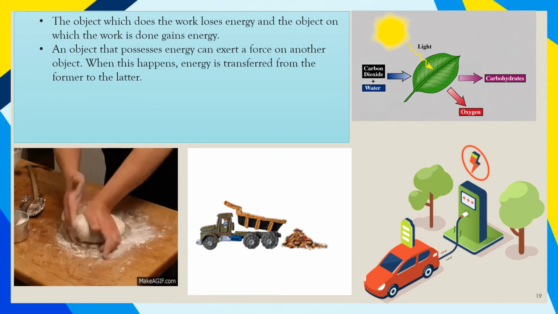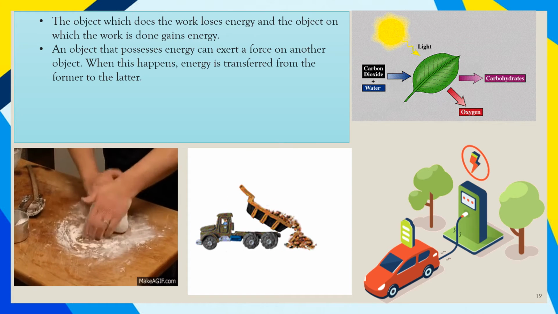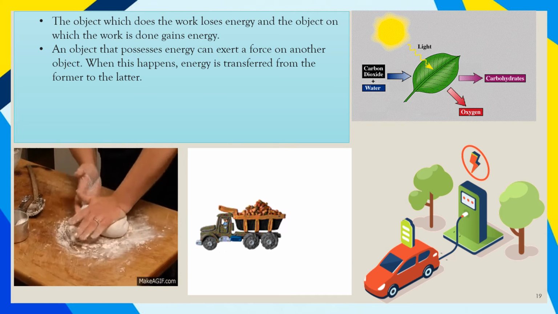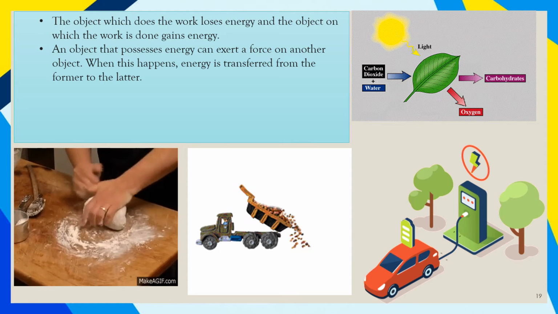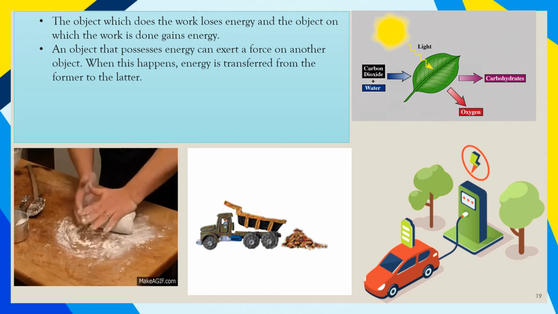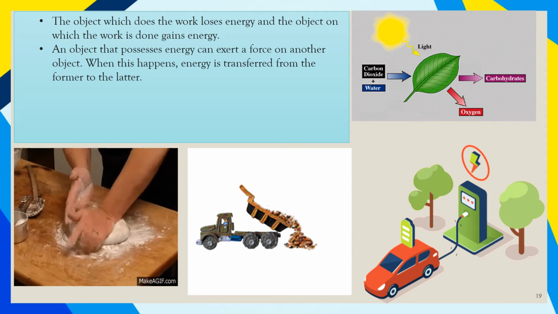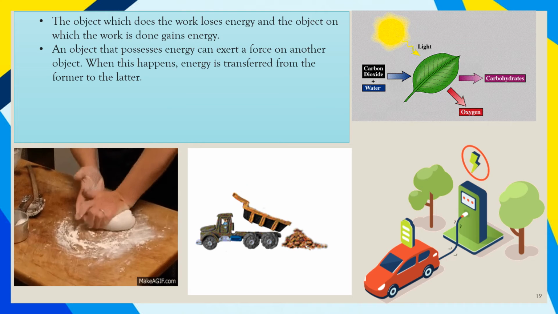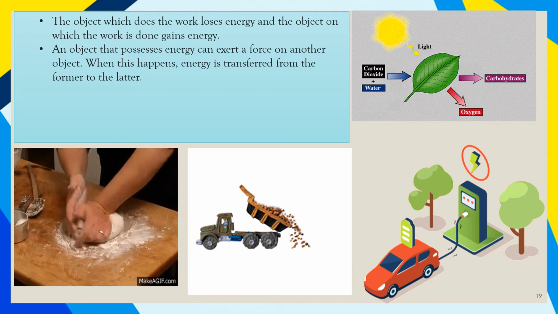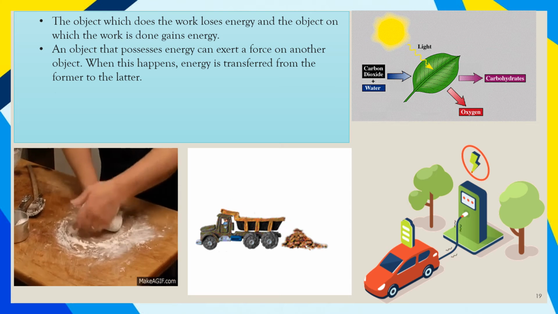Means if the leaf is preparing the food, it is losing energy, but the food it prepares goes to the different parts of the plant. So nothing is being lost over here. Somebody is transferring the energy into another type. So energy is transferred from the first object to the latter. Like in the car, if the fuel is filled into the car, then only the car will move. So fuel is a form of energy, which goes into the car and helps the car to move, that is mechanical energy.